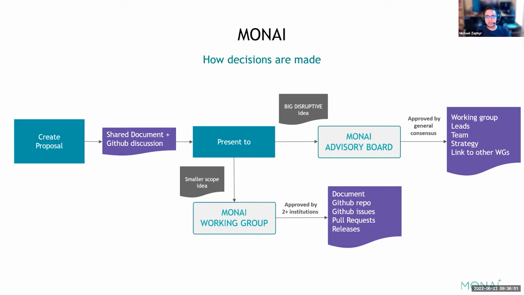And that could mean a document that talks about it, a GitHub repo that you want integrated into one of the existing MONAI repos, a GitHub issue, a pull request, or a release coming out of one of the repos on GitHub as well. So you can get involved in MONAI in a few different ways. Our working groups are free to attend. You can join any of them.